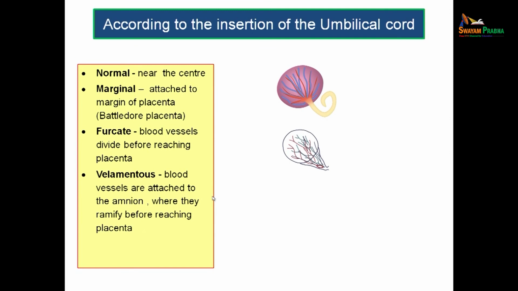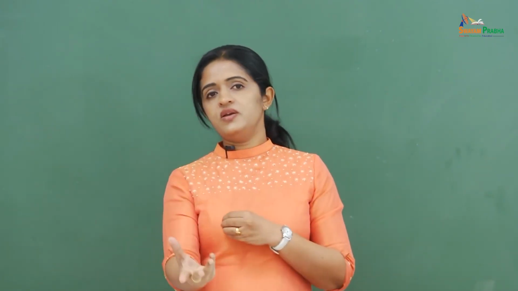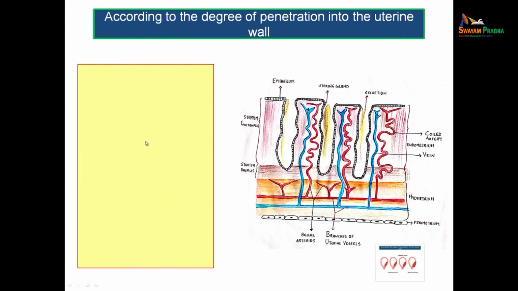Another method or another pattern of attachment is velamentous. In this condition, you will be getting the blood vessels attached to the amnion first, where they ramify before reaching the placenta. So, as the blood vessels go towards the placenta, you have the amnion covering it. So, once they see the amnion, they will be just branching in the amnion, and then only they will be reaching the placenta. So, such condition is known as velamentous placenta.